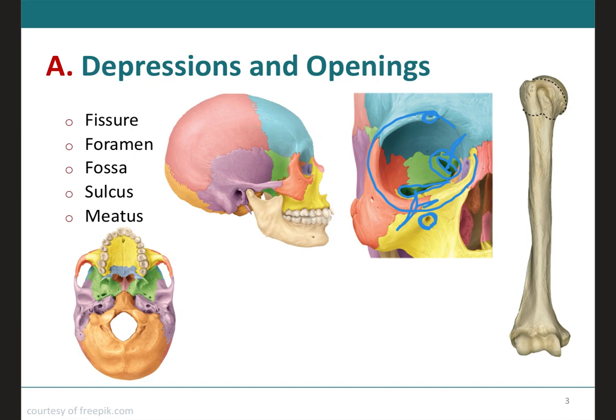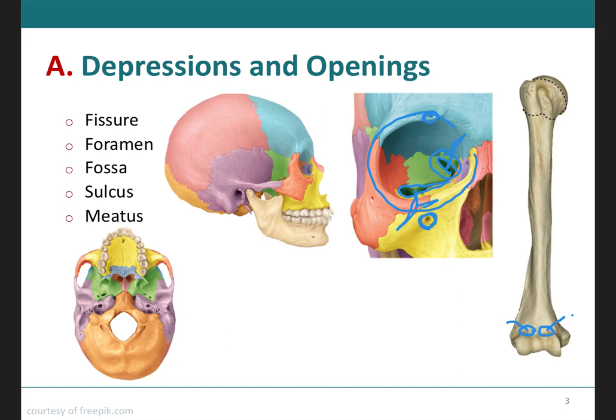Then we go to a fossa, which is going to be a shallow depression. Here we have a shallow depression right over here on this humerus. Another one right over here. The one that's medial is going to be the coronoid fossa. The one that's lateral is going to be the radial fossa.